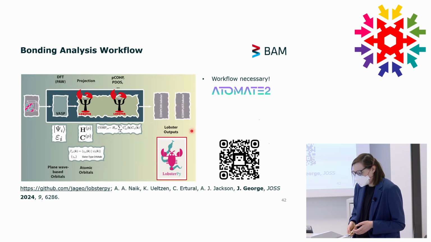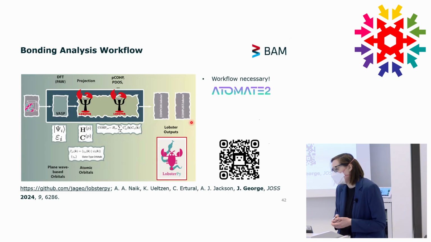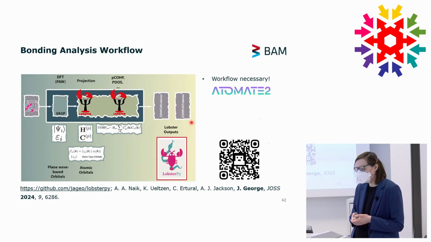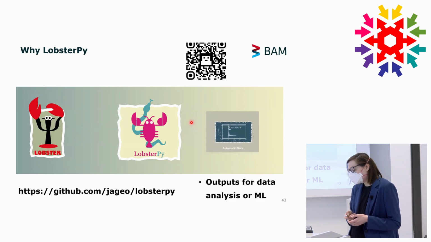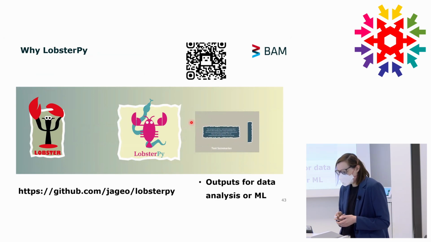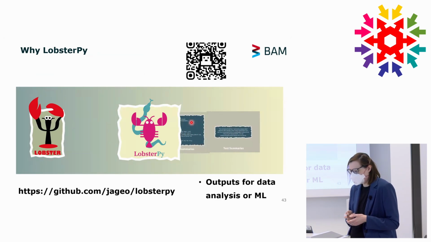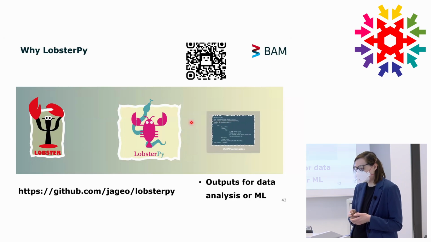The LOBSTER outputs themselves, of course, have to be translated into something that we can then use in machine learning also. And that's why we developed a post-processing tool that's called LobsterPy. What it does is it digests the outputs from LOBSTER and then spits out automatic plots with summaries of the interactions, text summaries, and also JSONs and other data formats.